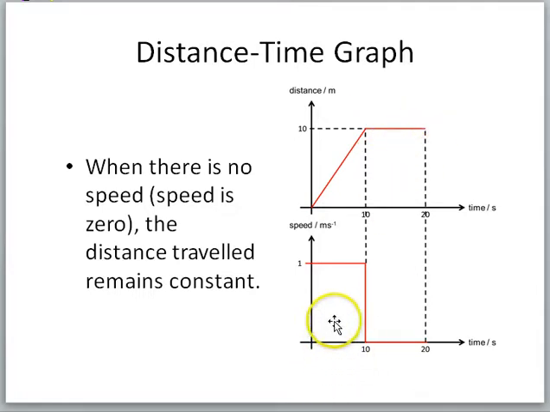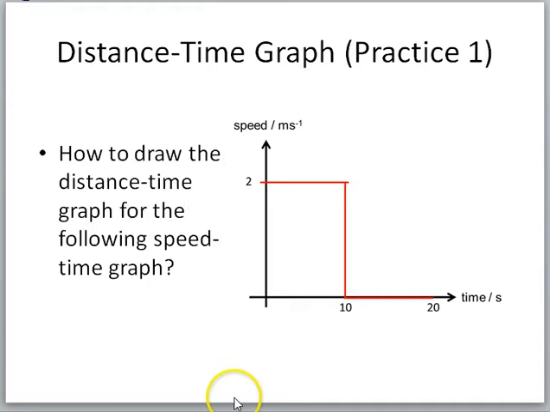So you can see going from speed time to distance time is quite easy. When there's a straight flat line, the distance increases steadily. And how do we know the distance covered? We take the speed multiplied by the time taken, in this case 10 seconds. Then when the speed is 0, the distance remains the same at 10 meters. So this is the basics of a distance time graph.